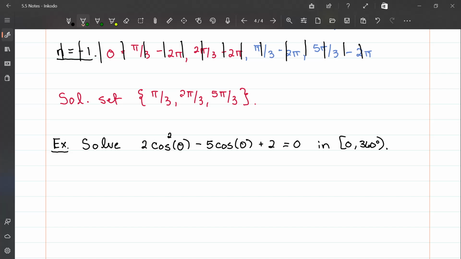When I look at this problem, what I should do is mentally compare it to the situation where instead of writing cosine, I write x. Meaning that when I say cosine squared, what I really would be writing down is x squared. So what I'm doing is comparing this equation that I want to solve in 0 to 360 degrees to 2x squared minus 5x plus 2.